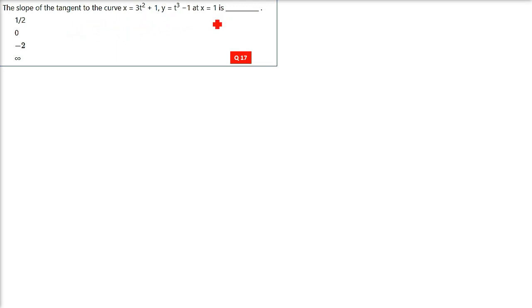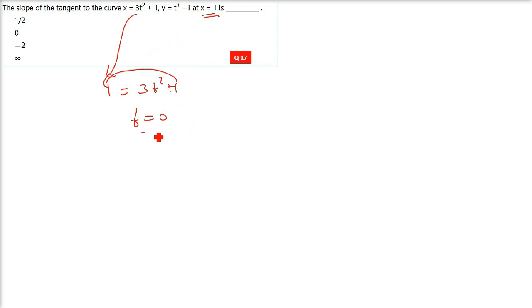Already many of the questions have been done. x equals 1 is already given. So you have already x equals 1. So equate this x equals 1 in 3t square plus 2 plus 1. So when you equate this, 3t square equals 0, t is equal to 0, right? When t is equal to 0, now you have to find out the slope of the tangent. Slope of the tangent is what?